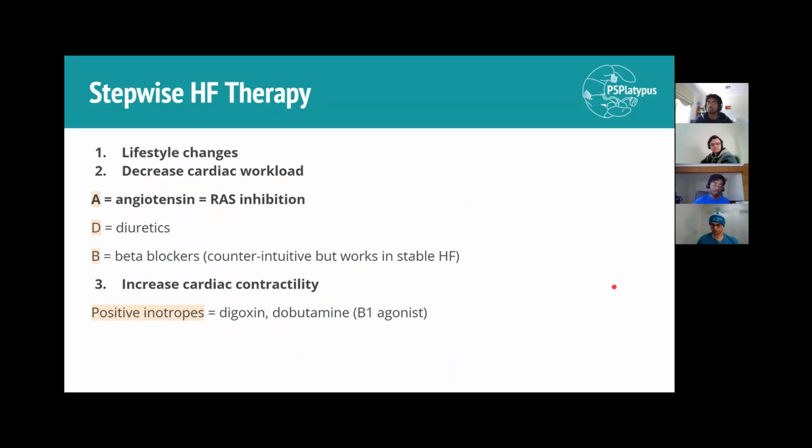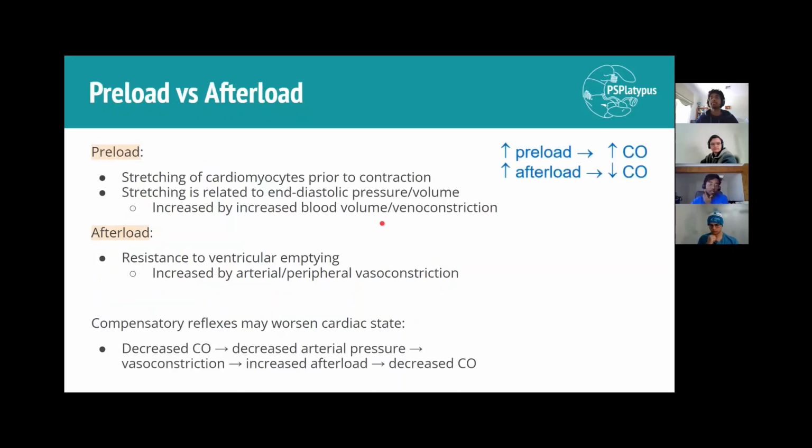So that was a bit about heart failure. Now let's talk about how we can help treat it. The first thing we always talk about is lifestyle changes. The second thing is decreasing cardiac workload. And the third thing is increasing cardiac contractility. The main way by which we decrease cardiac workload is by decreasing afterload. If we vasodilate the peripheral vessels, we decrease the resistance to emptying. And that decrease in afterload would increase cardiac output.